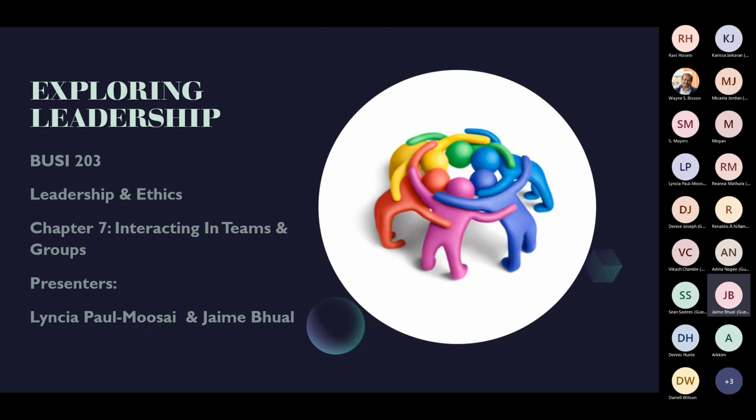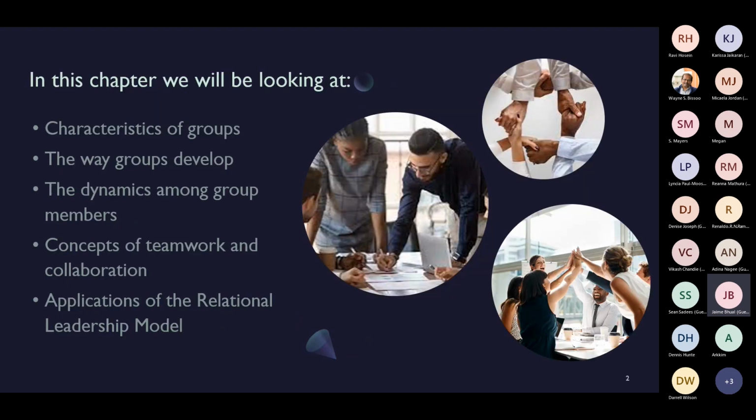Okay. Good evening, everyone. My name is Jamie, and today my colleague Lindsay and I will be discussing Chapter 7, Teams and Groups. In this chapter, we will be looking at the characteristics of groups and how groups develop, the dynamics among group members, the concepts of teamwork and collaboration, and the applications of the relational leadership model.